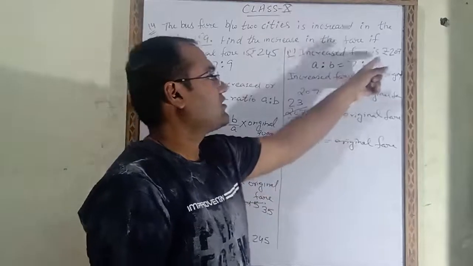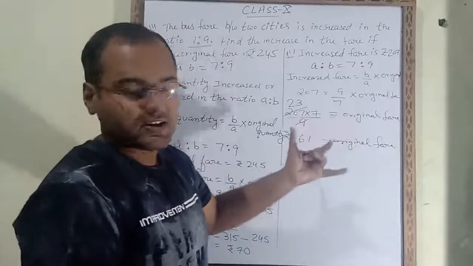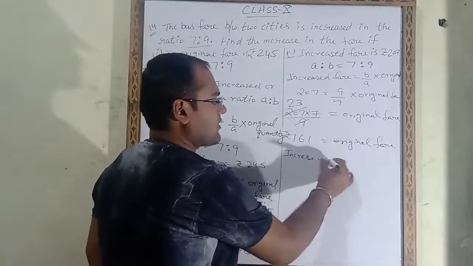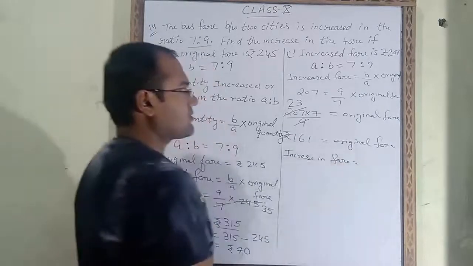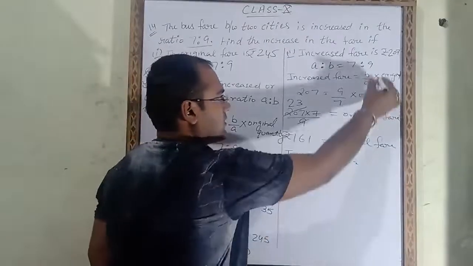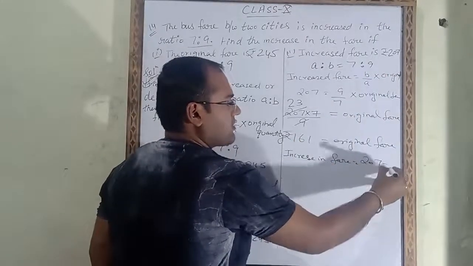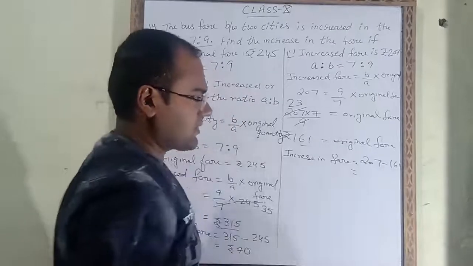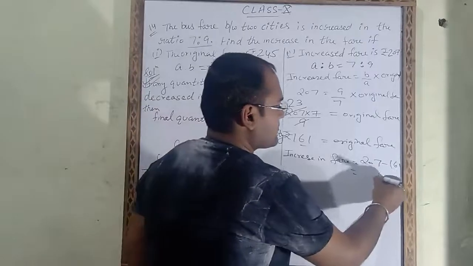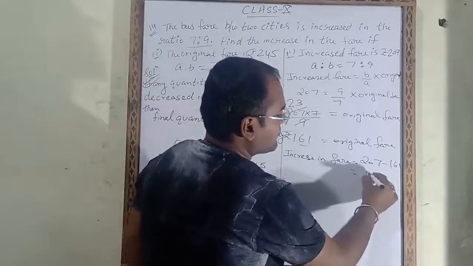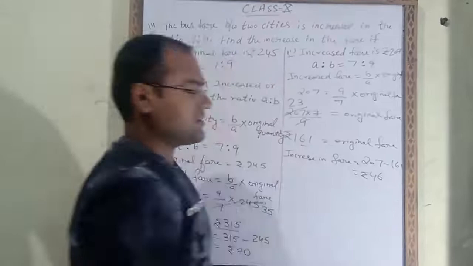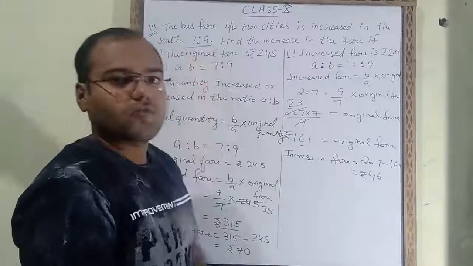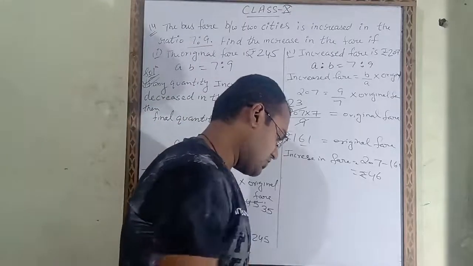Increased fare is 207. How much fare is increased, that we have to find. So increase in fare: 207 is the new one, minus earlier fare was 161. Now we will subtract these two. 46 rupees is the increase in fare. So like this you have to do this. Question number 14 is done.